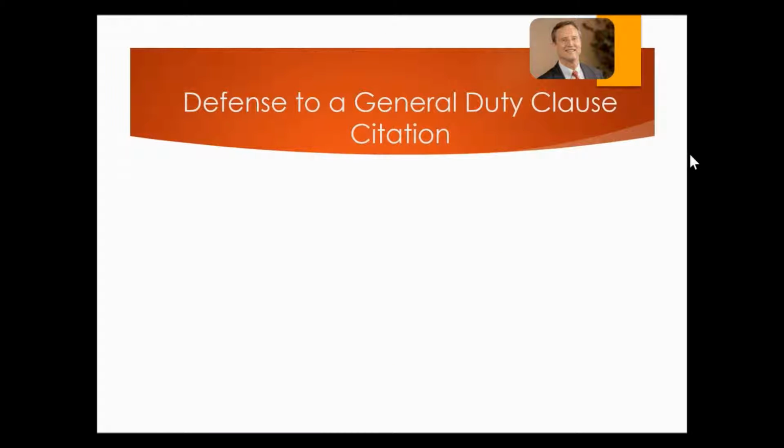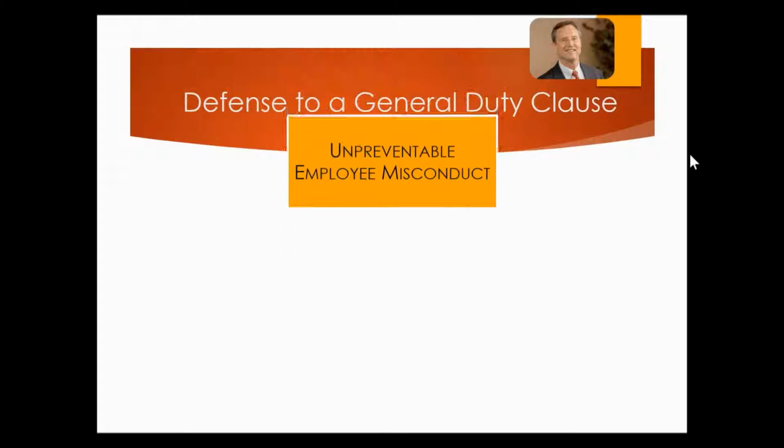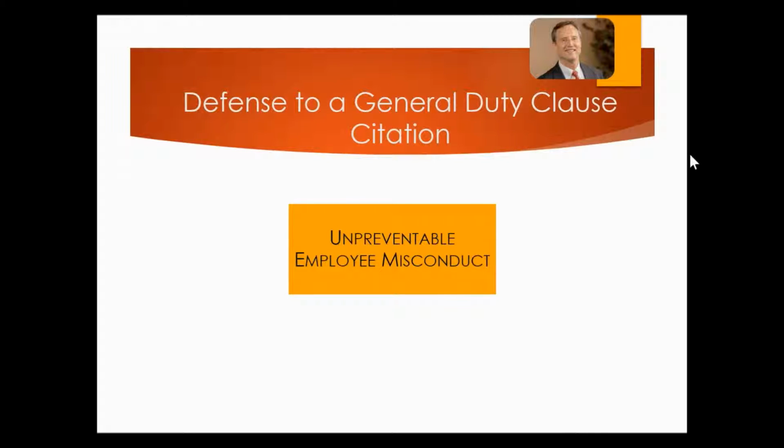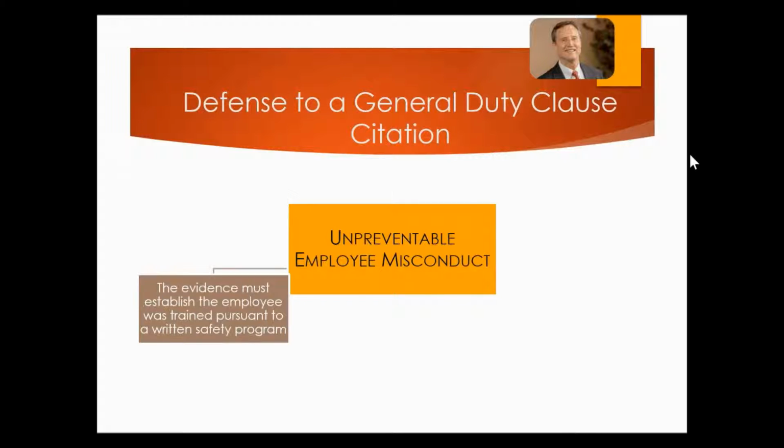Finally, if unfortunately you are presented with a general duty clause citation and you have done everything right, you have a written safety program, you train on this program, you follow some of the tips and guidelines in the Injury and Illness Prevention Program and the OSHA Safety and Health Program Management Guideline, but you have an employee who did something they weren't supposed to do. OSHA comes in, hits you with a citation, let's say of $10,000 under the general duty clause. You can defend that citation.